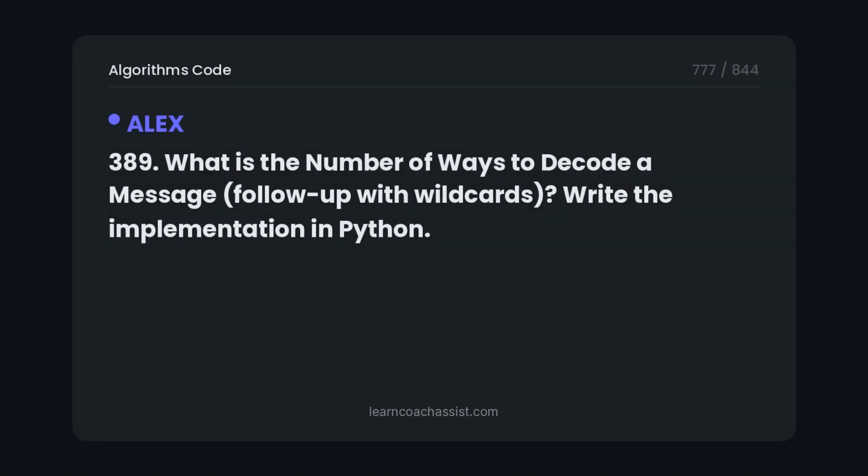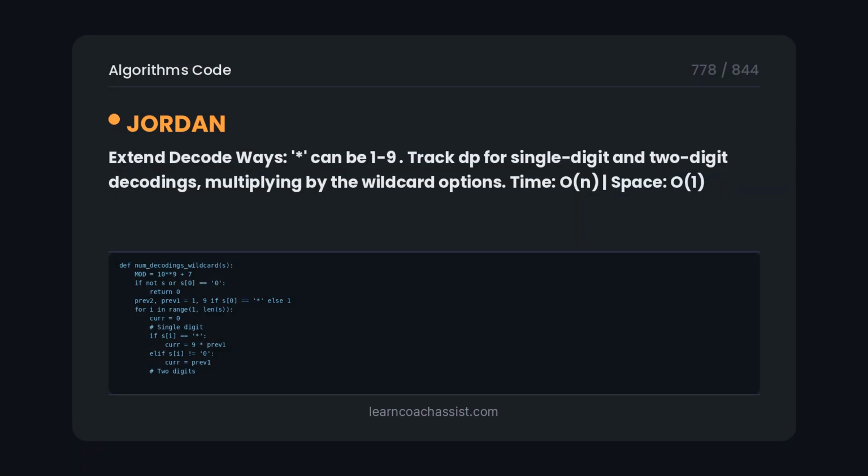389. What is the number of ways to decode a message? Follow up with wildcards. Write the implementation in Python. Extend decode ways. Asterisk can be 1 to 9. Track DP for single-digit and two-digit decodings, multiplying by the wildcard options. Time O(n), space O(1).